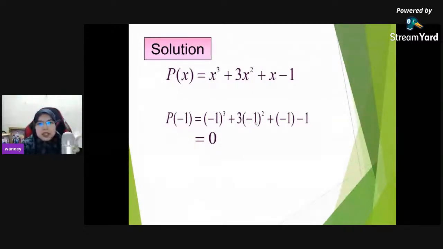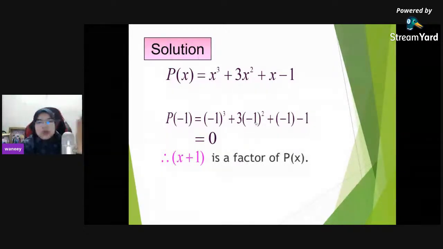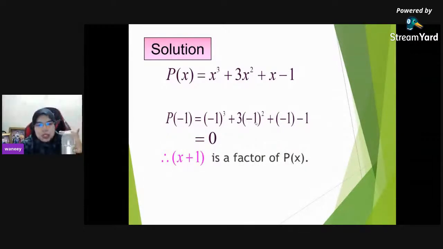Since p of negative 1 is equal to 0, we can easily say that x plus 1 is a factor of px. So that is how we show that x plus 1 is a factor of px. So we use the factor theorem, substitute the value of the a, and then we show that when we substitute the value of the a, the answer on the right hand side will give us 0. Okay, so now let us determine all the roots.